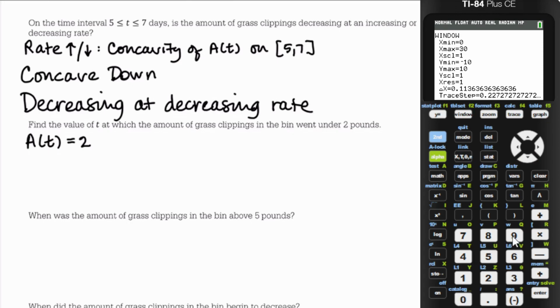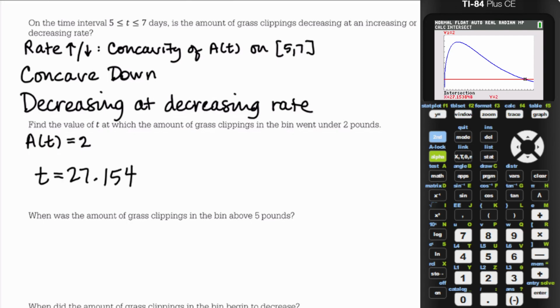And then the y minimum is going to be 0 because we're not going to have any negative amounts of grass clippings in the bin, or we won't be interested in that. Okay, so it goes up and then down, and we're going to see that. Just barely. Okay, that was fortunate. So we're going to calculate that intersection like we already have a few times between blue and red. Give it a guess. Get t equals 27.154 days. And we can see that after that time, the blue curve went under the red line. The amount of grass clippings was under 2.